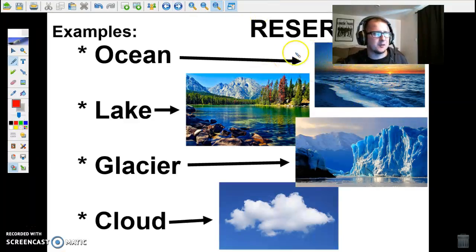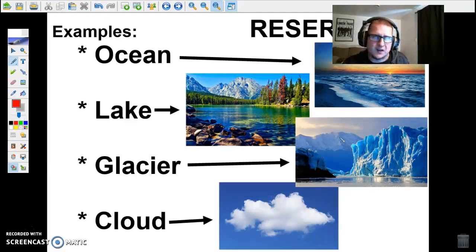So some more examples. We've got the ocean there. Man, that's beautiful. I would love to live in that spot. The ocean is a reservoir. The lake is a reservoir. Things we don't normally think of. This big, gigantic, frozen chunk of ice. That's frozen water. That water is not moving. Or even up on top of that mountain in the background there. That water is not moving. Those are what we would consider reservoirs because the water is stopped.